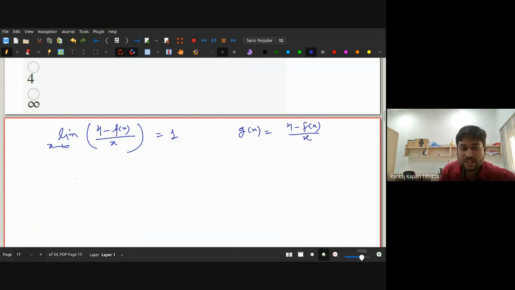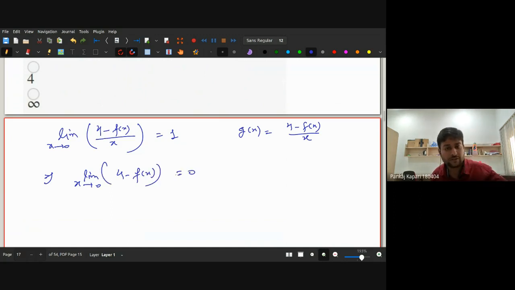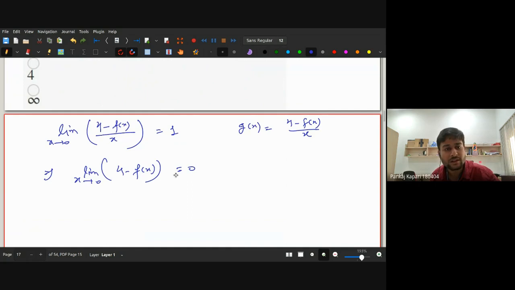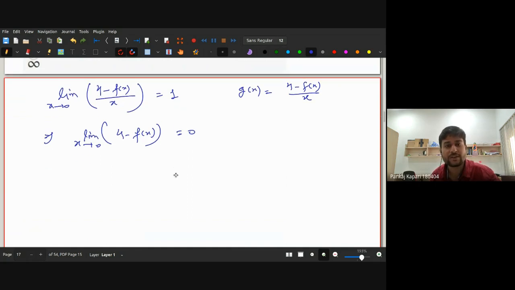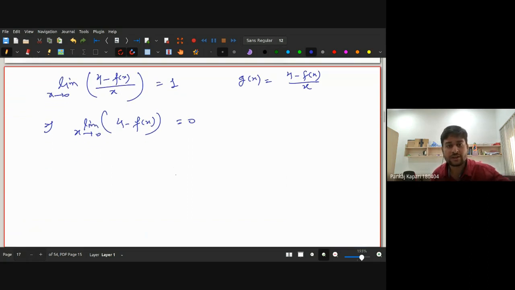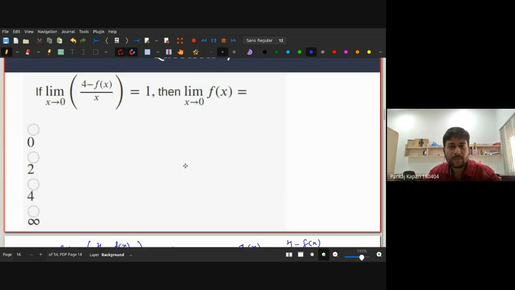That means that the limit as x goes to 0 of the numerator 4 minus f(x) must be 0. Because if this limit is non-zero, then the limit of g(x) must be infinity, and it should not exist. This just implies that the limit of f(x) when x approaches 0 must be 4. So the third option is correct.